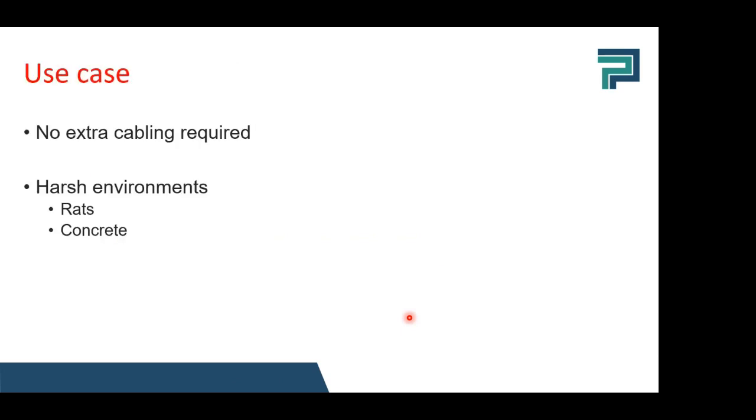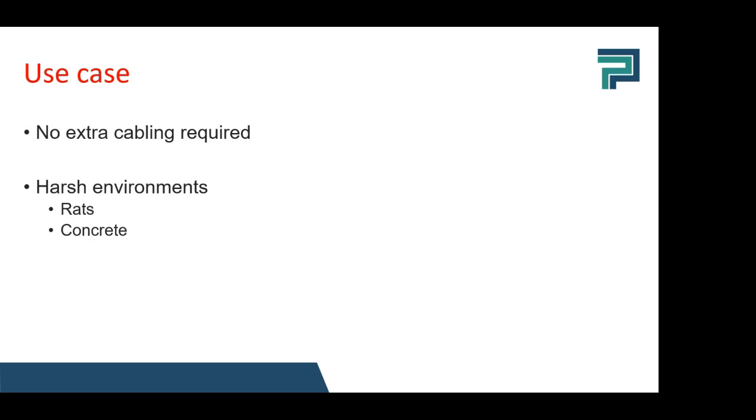Now, when do we use these trapped key systems? There are some use cases where it is certainly handy. So the first one is that there is no cabling required. This means that if you have a very long machine or a long line, and you have to add an interlocking device, a trapped key system can be useful.